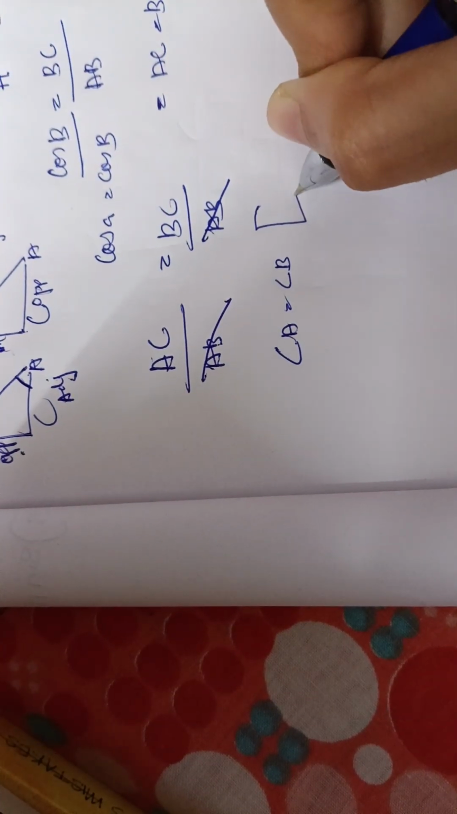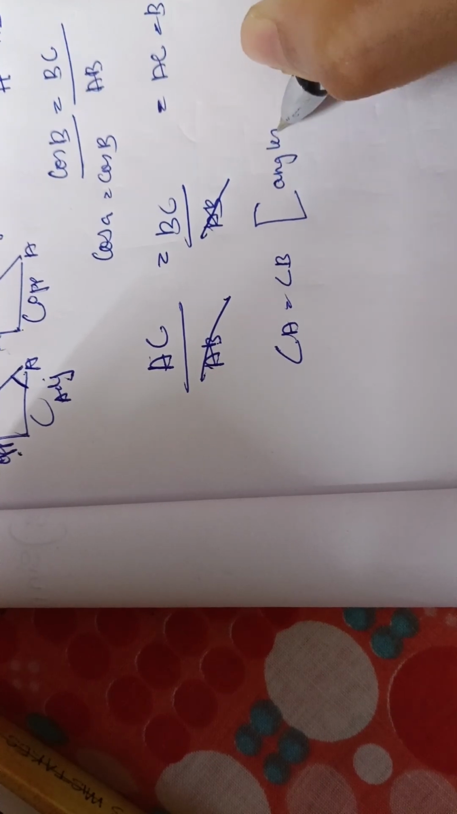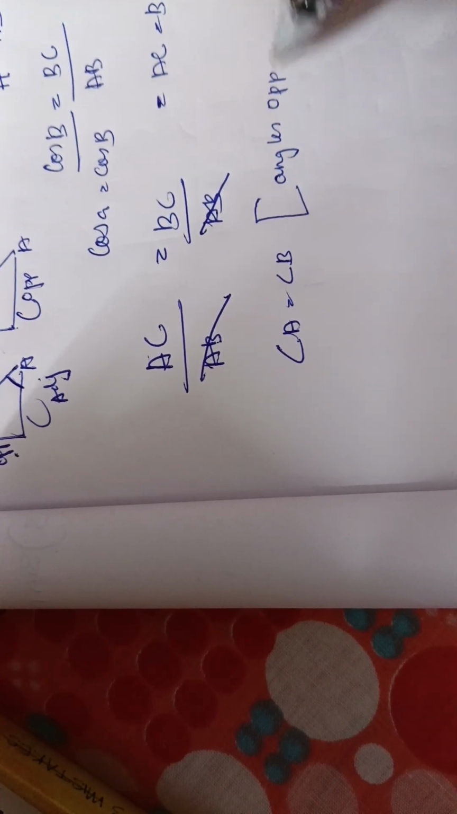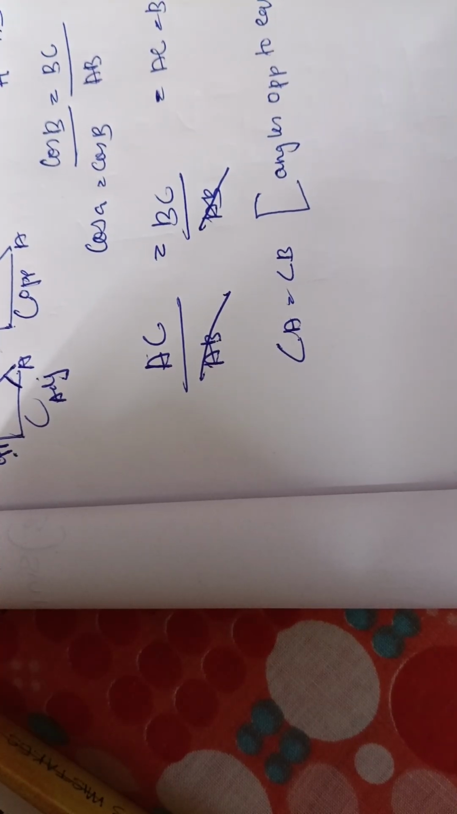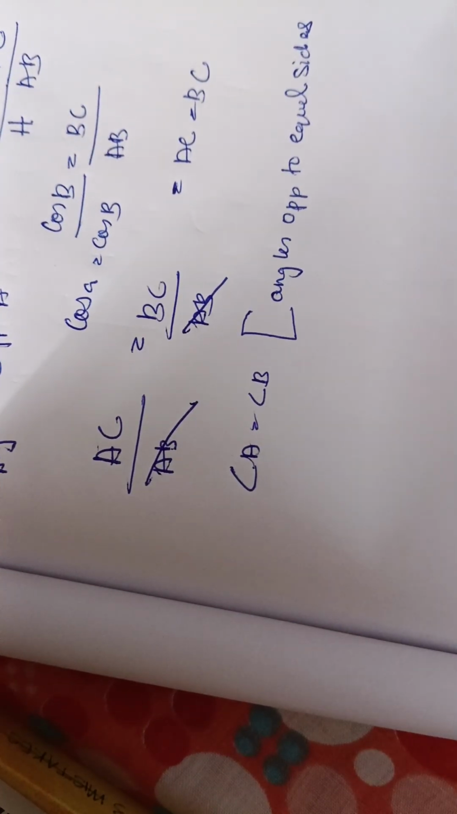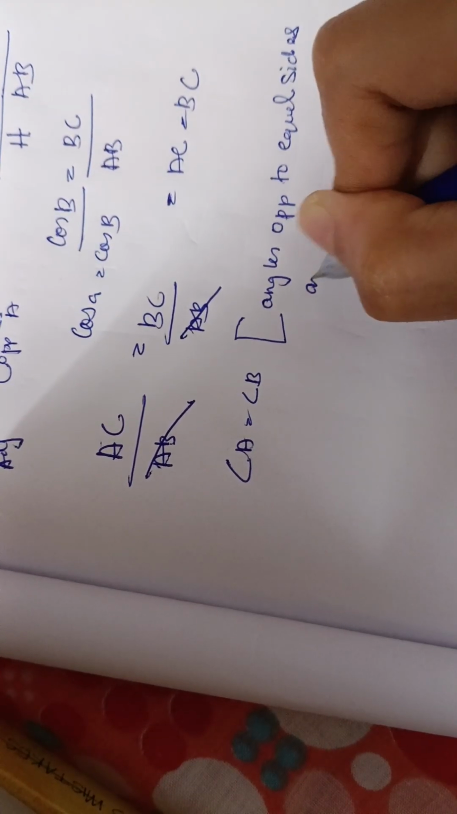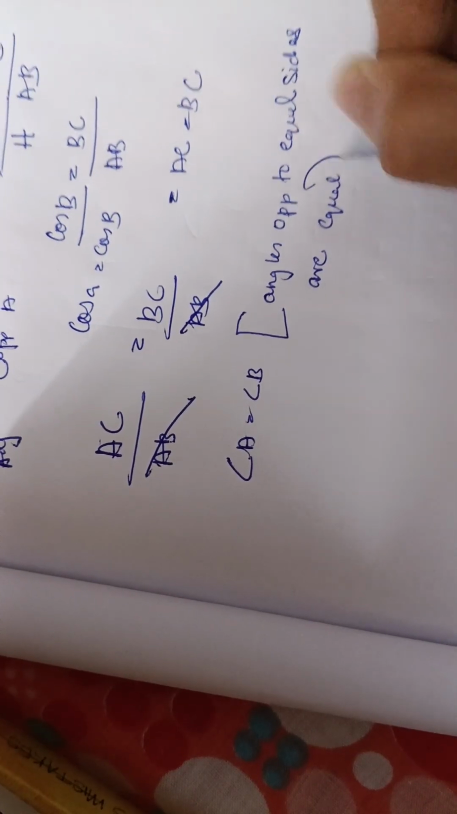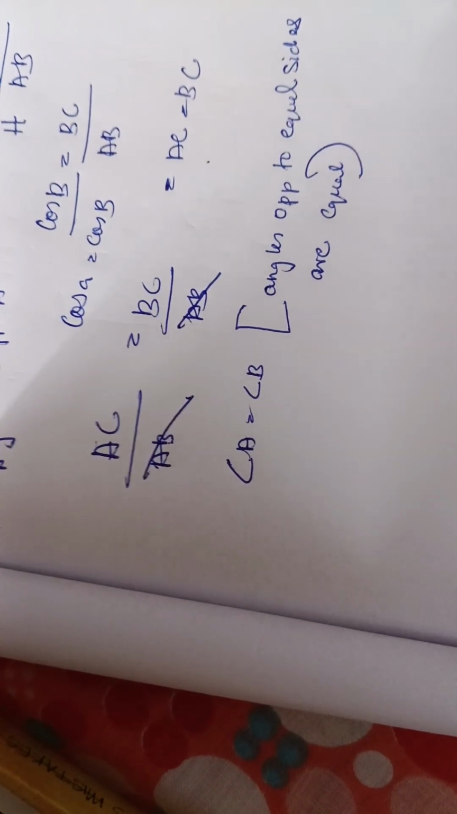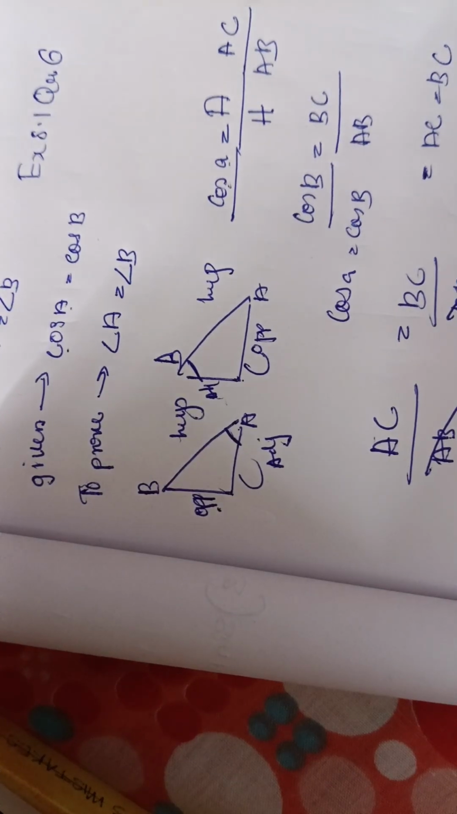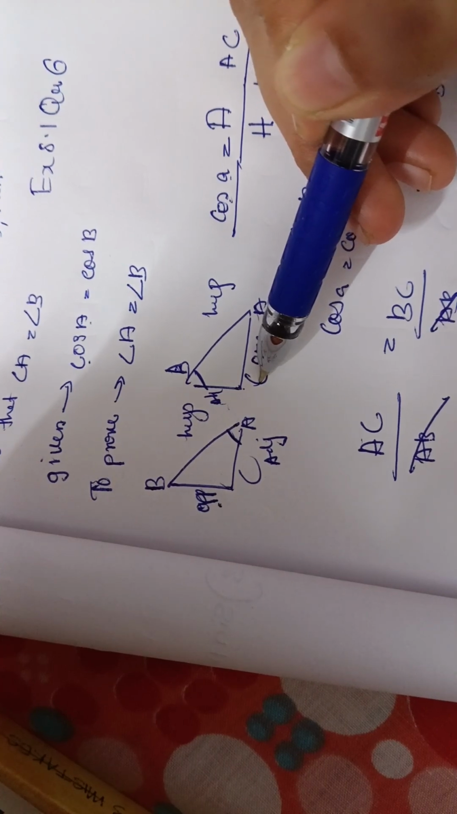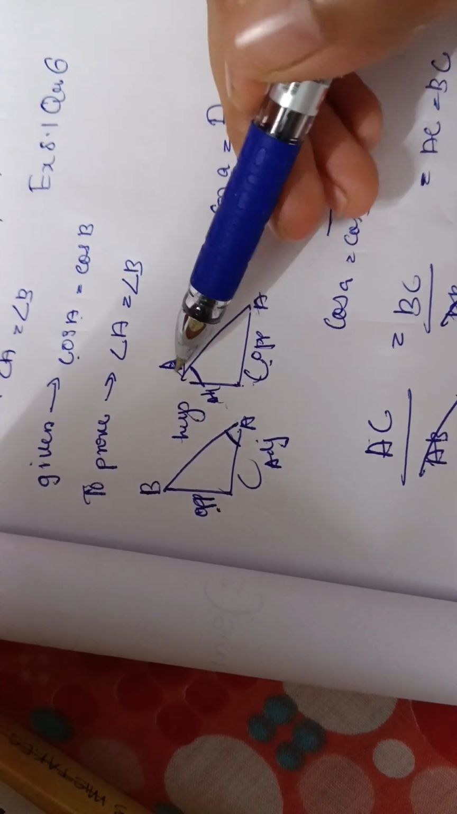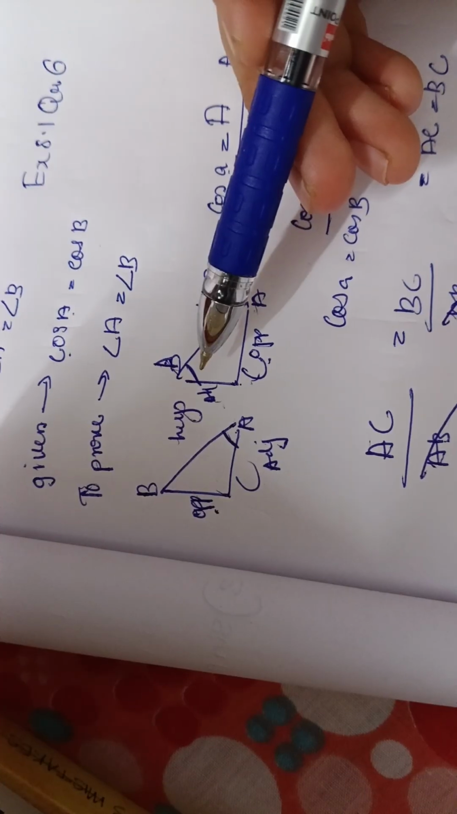And the reason we can say is because angles opposite to equal sides are equal. So we have said that AC equals BC. So in the picture, it's clear that AC equals BC. So angles opposite to equal sides are equal.